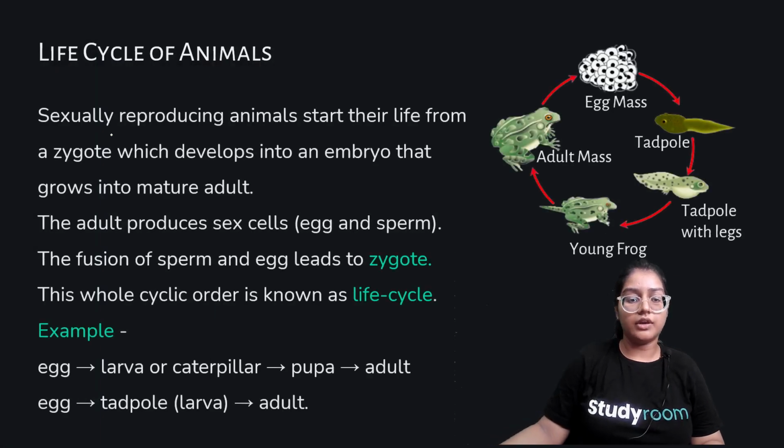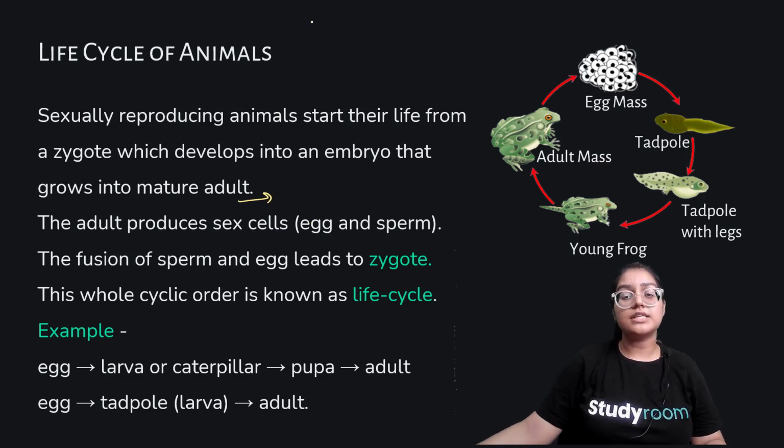Life cycle of an organism. Sexually reproducing animals start their life from a zygote. We all start our life from a zygote. Zygotes develop into embryos, then embryos develop into mature adults. To complete the cycle of reproduction and maintain our species numbers constant, the adult, which was once a zygote, develops sex cells. If you are a female, you'll develop eggs. If you're a male, you'll develop sperm.